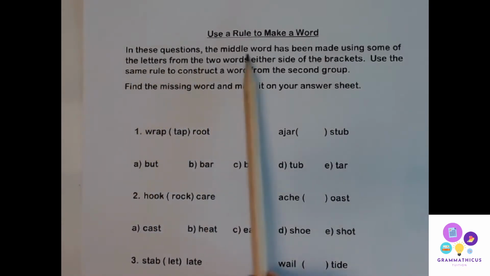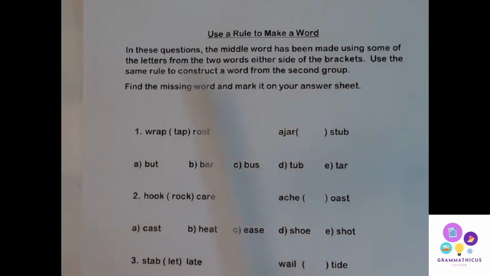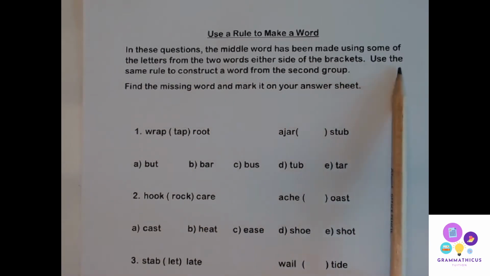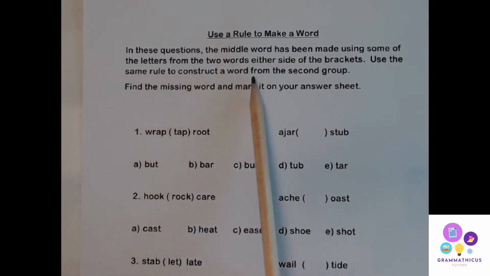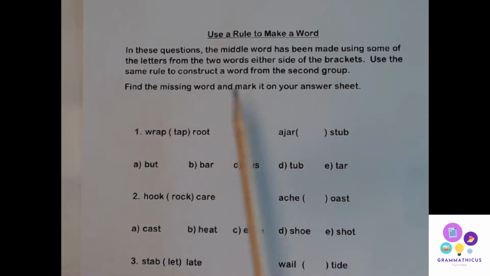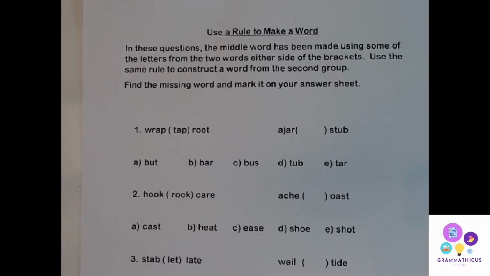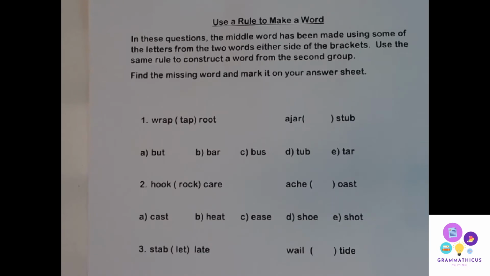In these questions, the middle word has been made using some of the letters from the two words either side of the brackets. Use the same rule to construct a word from the second group. Find the missing word and mark it on your answer sheet. Okay then, let's have a little look at the first question.